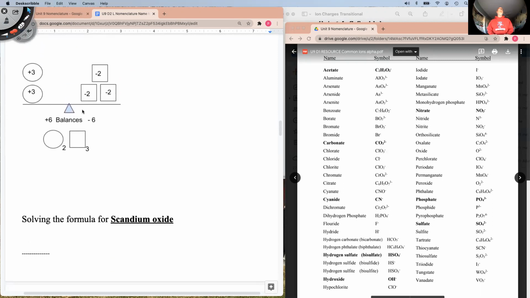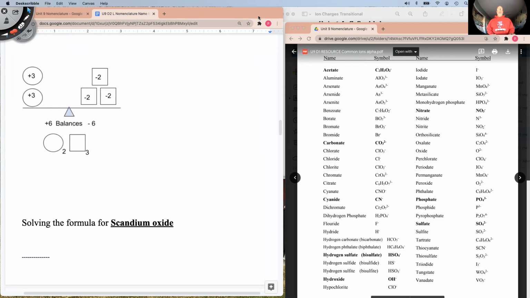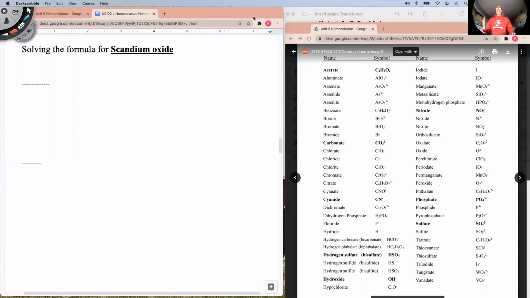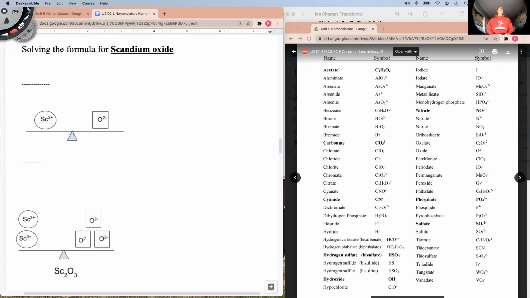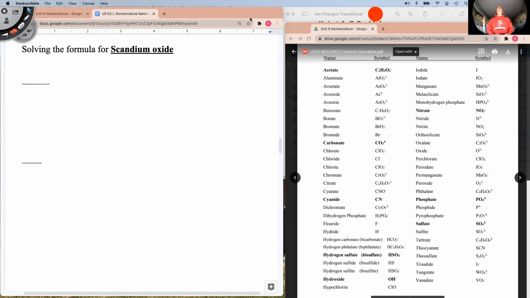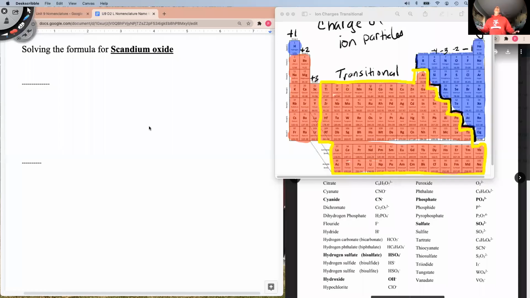So we're going to solve for the formula for scandium oxide. In solving for scandium oxide, we're going to need to have some information. First, we have a formula. We have scandium and we have oxygen. So scandium oxide is going to be Sc, and then there's going to be a number down here. And then we're going to have an oxygen, and there's going to be another number right there.